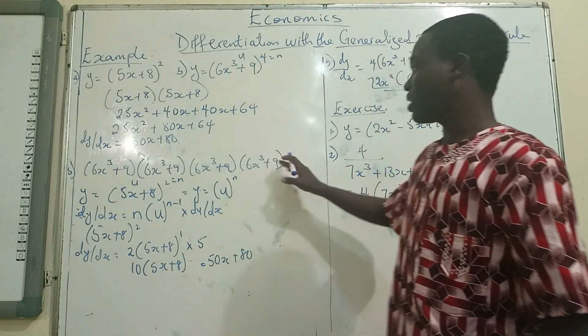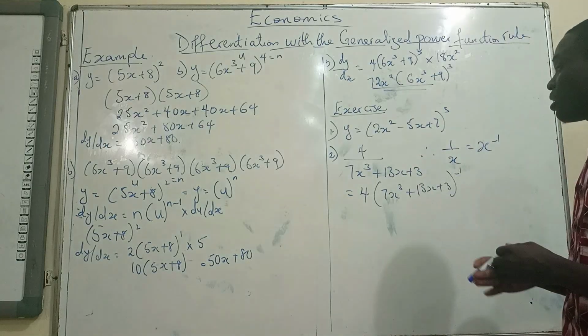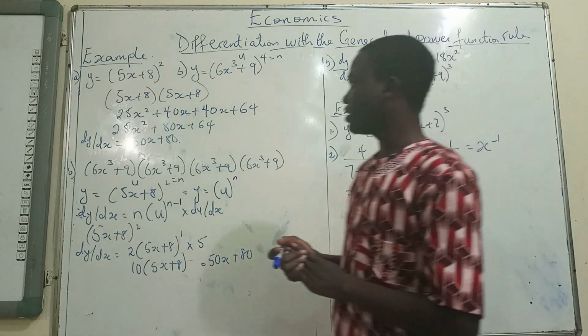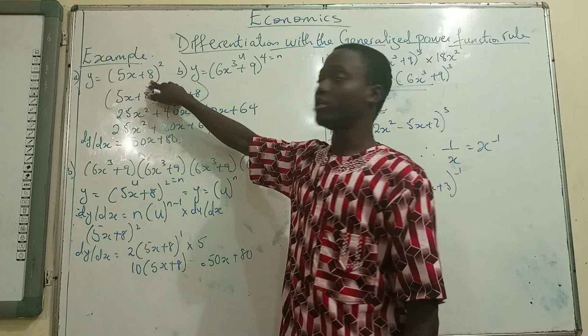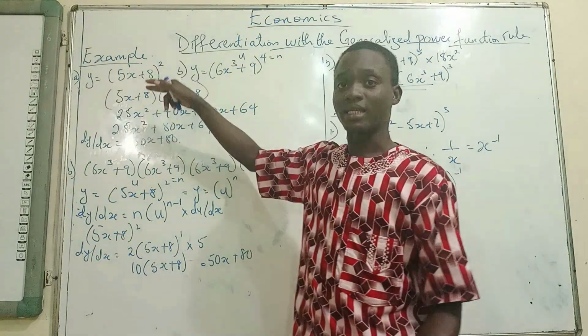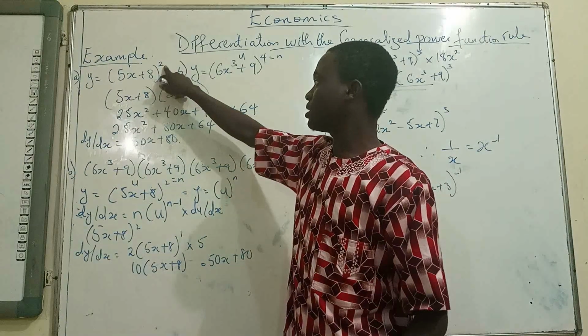So in this particular case, what do we do? We have to apply our general power function rule, and that says this is the way it works. It assumes that everything inside the bracket is u and the power is n. So 5x plus 8 we represent as u, and the power is represented as n.